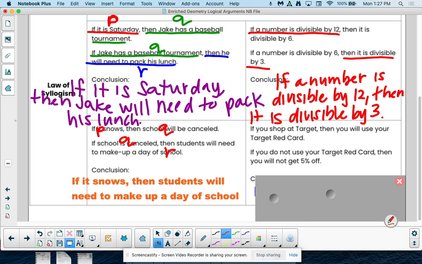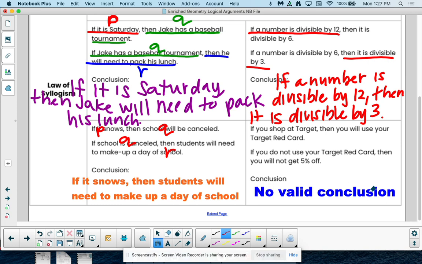Alright, what about the second one? Did you guys hear Silas? Because I hardly did. What about the second one? No valid conclusion. Why? Because, yeah, not. That's why. Right, so it's saying that.